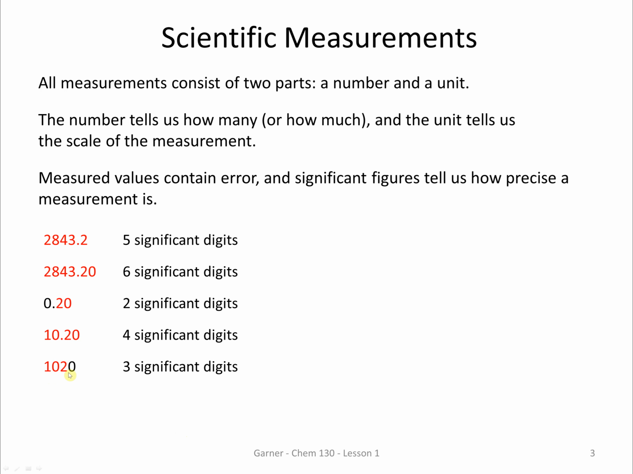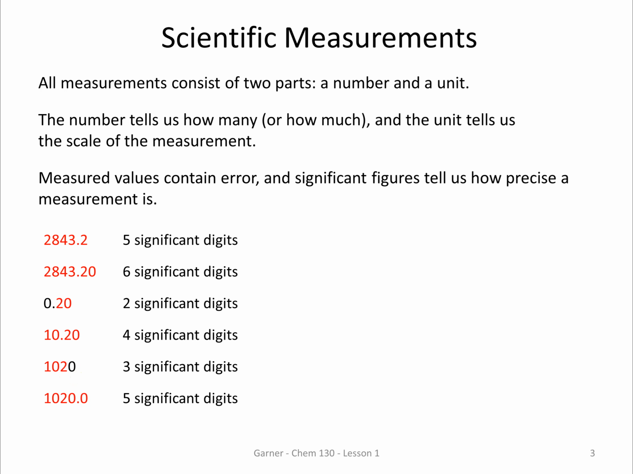Here we have 1020. All right, so of course the 1 and the 2 are non-zero digits, so they're going to be significant. The 0 that comes between these 2 digits is also significant, since it's a 0 that comes between 2 sig figs. The 0 to the right, however, does not come to the right of the decimal, so it's not going to be significant. So it's to the right of a sig fig, but it's not to the right of the decimal, so it won't be significant. So this value only contains 3 significant figures.